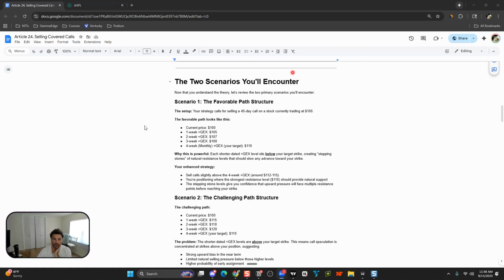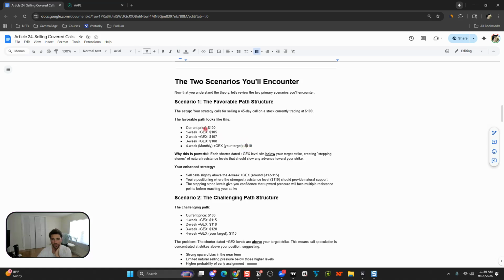So, right, we're going to go through those two scenarios again, just with theoretical examples, then we'll get into actual examples and wrap up the lesson. So scenario one, which is the favorable path structure, right? Your strategy calls for selling 45-day calls. Current stock price is 100. The favorable path looks like this. So today 100, next week's plus GEX 105, 2 weeks from now 107, 3 weeks from now 108, and then the monthly expiration is 110, right?